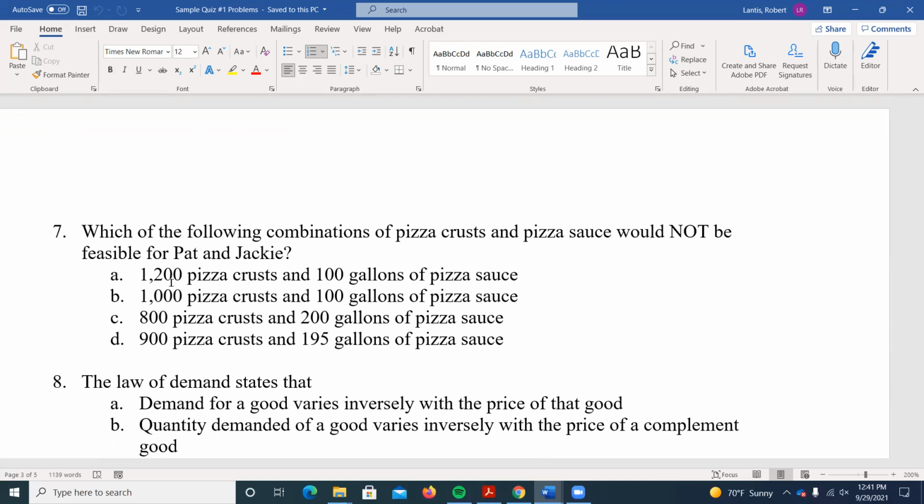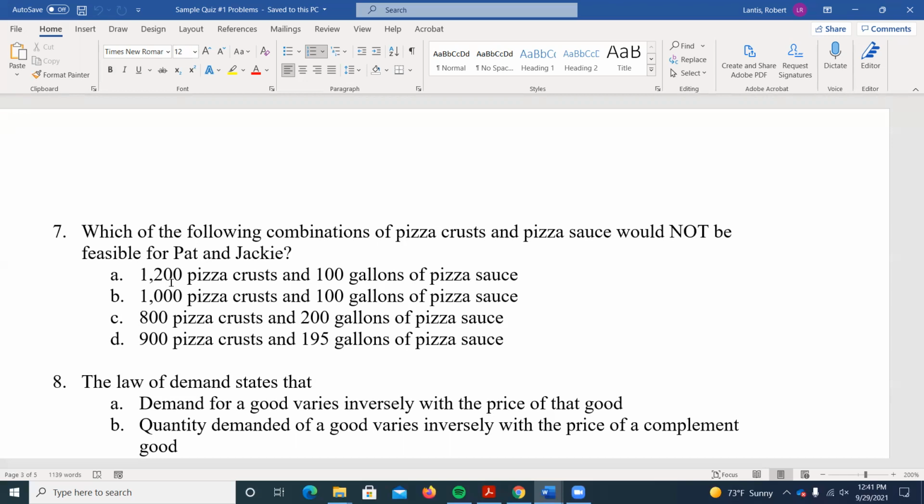Another point that would be more realistic is for me to do something like 800 and 200. Well, you actually know that point is on the curve, it's efficient. So that can't be right, because you're looking for the point that's not feasible. 900 and 195. If I go over here to 900, how much do I really have to give up? I have a point here, I have a point here. Once again, that's not a point I would give you on the exam.